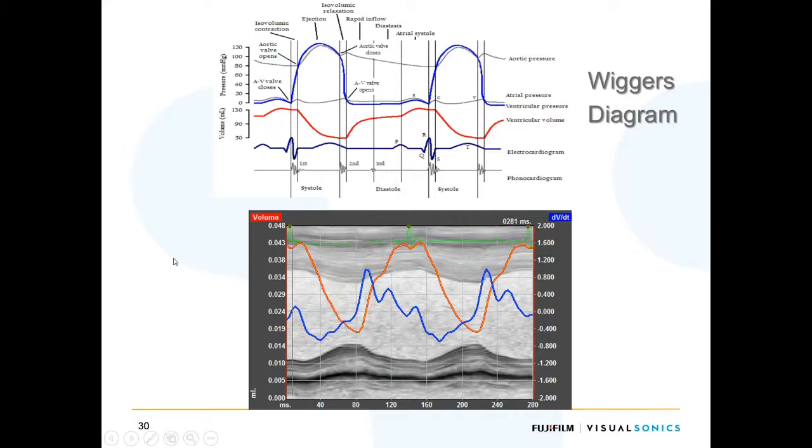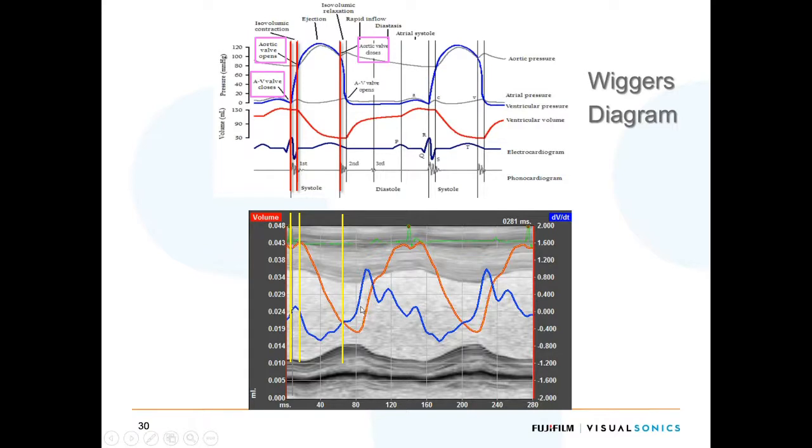If you look at the Wiggers diagram and then you look at the changes in volume and ECG on our output parameters, then you can see very clearly where the atrioventricular valve closes, because that's the R wave, where it opens just at the end of the QRS, and where the beginning of isovolumic relaxation is. And this is based off of your change in volume.